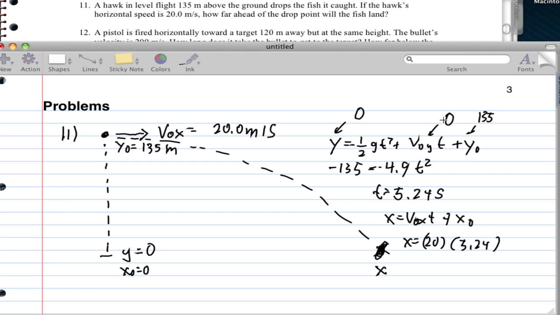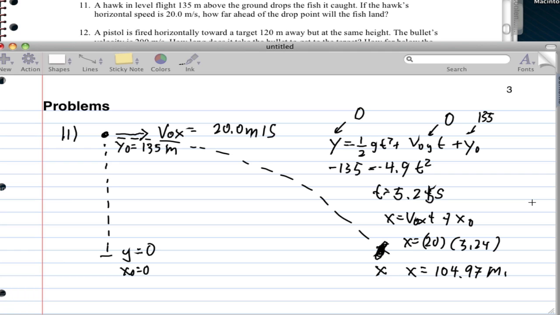And actually I should have rounded a little better. This is actually 5.25. So when we go ahead and get x, that ends up being 104.97 meters. Beautiful. So that's it for that problem.